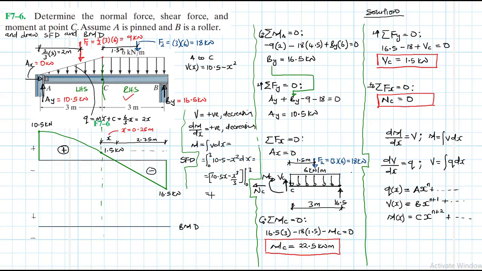So this is therefore equal to 10.5 by 3. Let me just calculate this. I find the value. So this is 10.5 by 3 minus 3 cubed divided by 3. So we find the moment of 22.5 kilonewton meters. Great. That is the moment at C. So let's draw our diagram. What did we say? We said the slope is positive and it is decreasing.